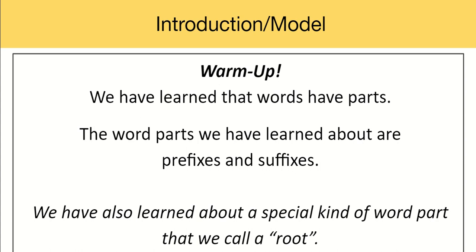So let's warm up. We have learned that words have parts. The word parts we have learned about are prefixes, which come before a root word, and suffixes, which come at the end. We have also learned about the special kind of word part that we call a root. And one way I like to remember it is I think of the root of a plant as the main part of a plant, and you might like to think of it as the main part of a word.